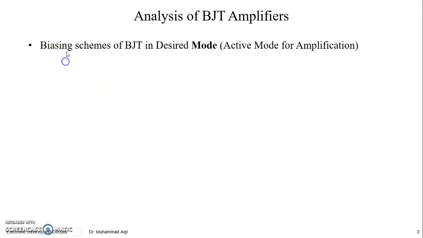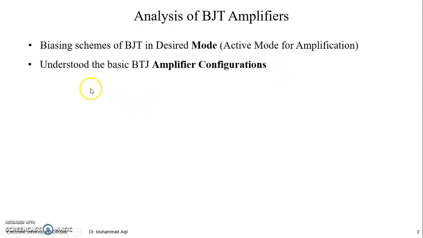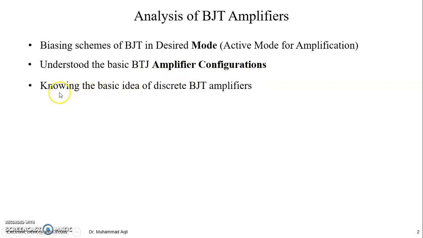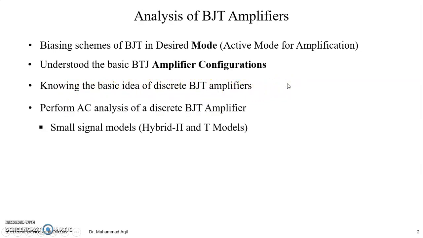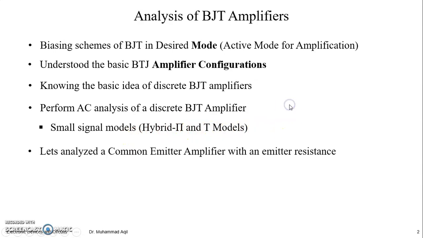We have gone through the biasing schemes of BJT in the desired mode, especially the active mode, because we were studying in detail the amplification using BJT. We have understood the basic BJT amplifier configurations, right? Now we have the knowledge of the basic idea of discrete BJT amplifiers. We have performed AC analysis of a discrete BJT amplifier, the last one, the common emitter amplifier, right? And especially the small signal models, hybrid pi model and T model.